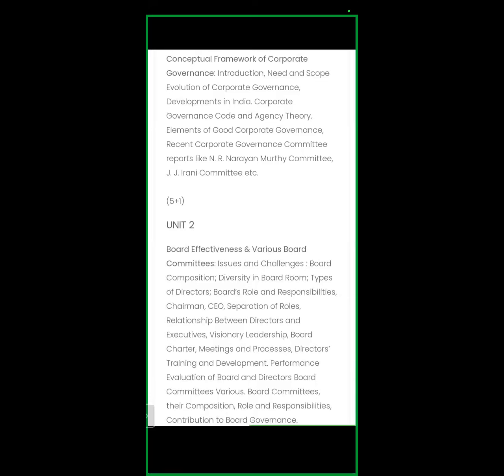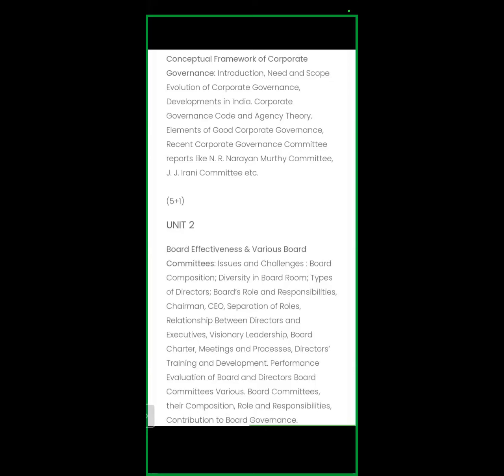How a shareholder who feels that he has been cheated by the company, where he can file the complaint, that we will be discussing in unit number 3.